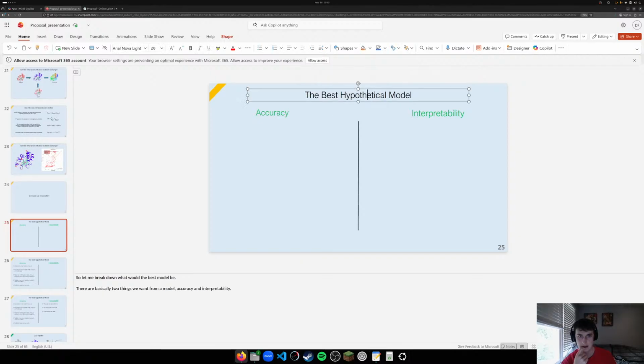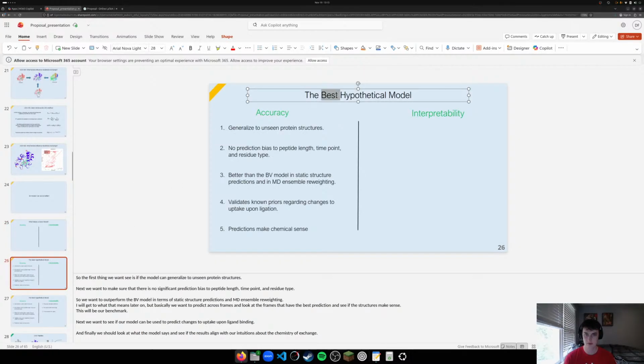So I want to say the best hypothetical model. I want to say like a good... what makes a good... what makes a good model? So I need to change that for all of them.